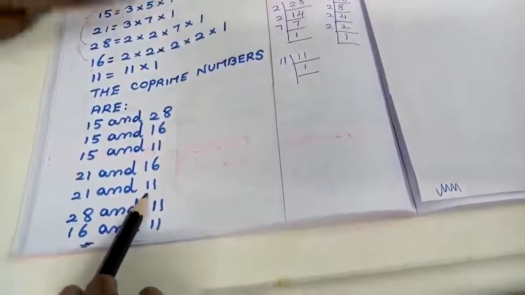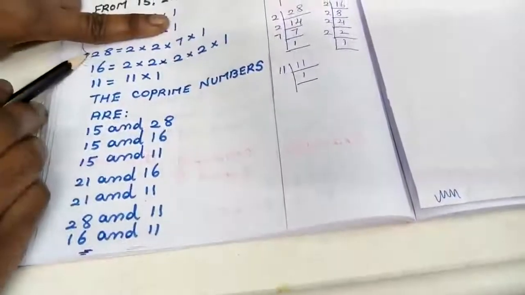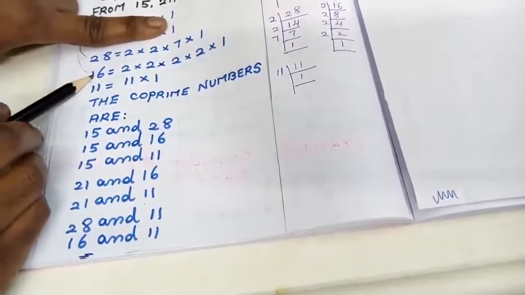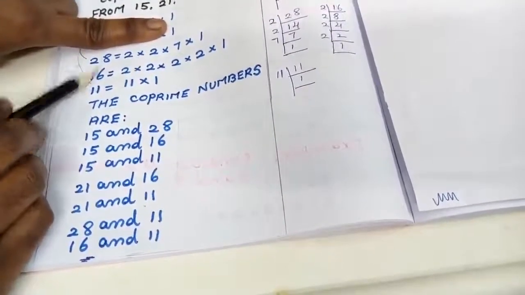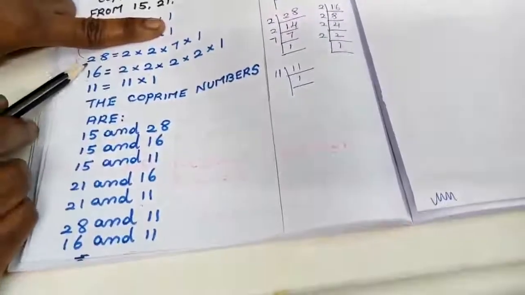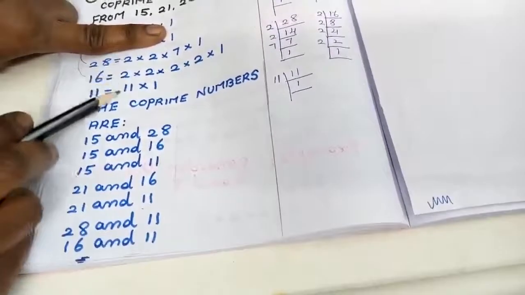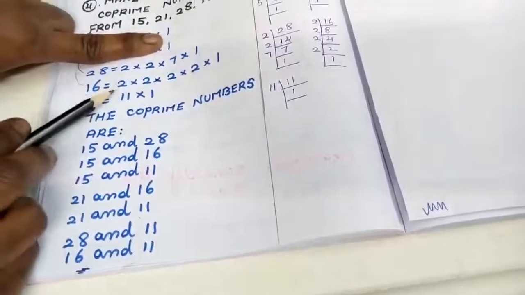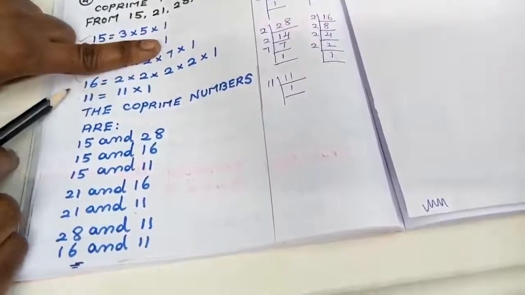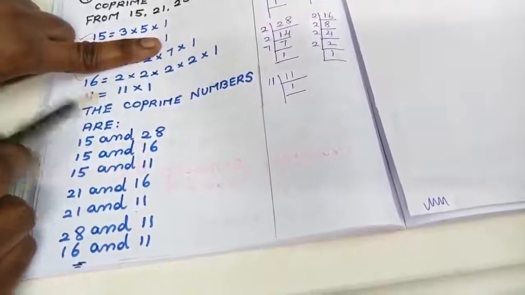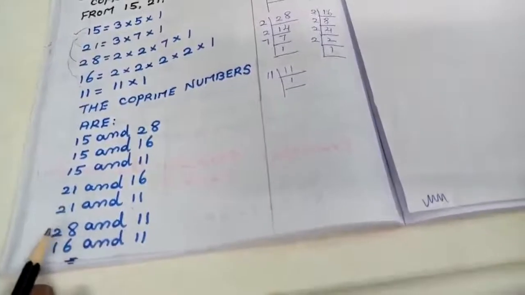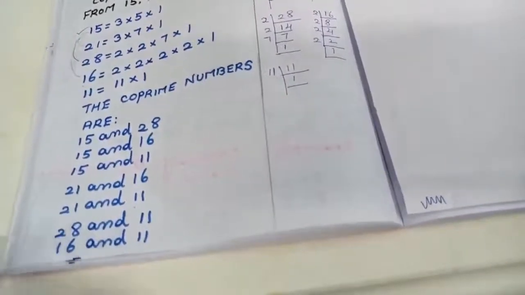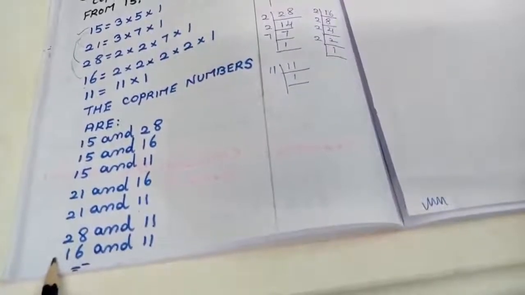Once 21 is over, close this one, come to 28. 28 and 16, it is not a co-prime pair since 2 is common to both. 28 and 11, co-prime, because other than 1, nothing is common. Coming to 16, 16 and 11, both are co-prime. So that is the concept of co-prime numbers. That is, we will be comparing the two numbers. Except 1, no other value should be common to both.